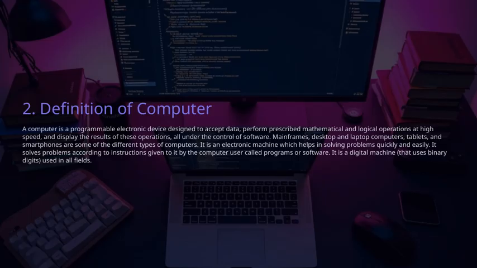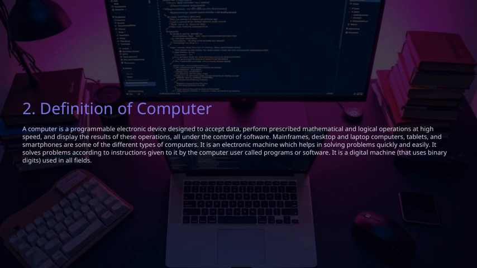Now, computers come in many forms: mainframes, desktops, laptops, tablets, smartphones, all different types but sharing the same core functions. They are electronic machines that help us solve problems quickly and easily, which is a huge advantage. The key idea here is that computers solve problems based on the instructions we give them. These are called programs or software. And because they are digital machines, they use binary digits, zeros and ones, to process all information. This means computers are essential tools in every field, helping us work faster, more efficiently, and more accurately.